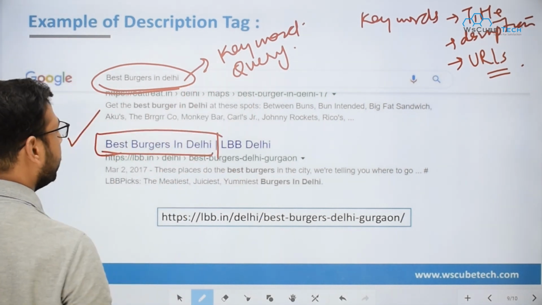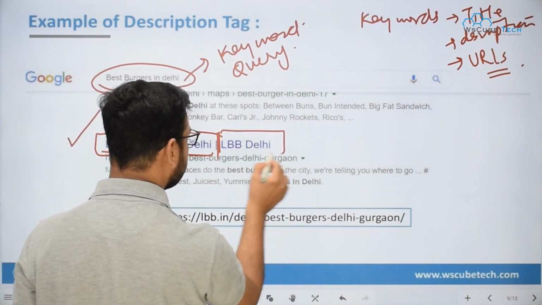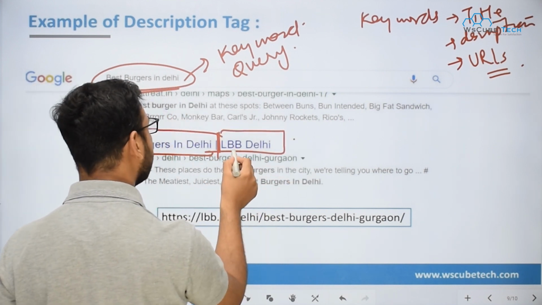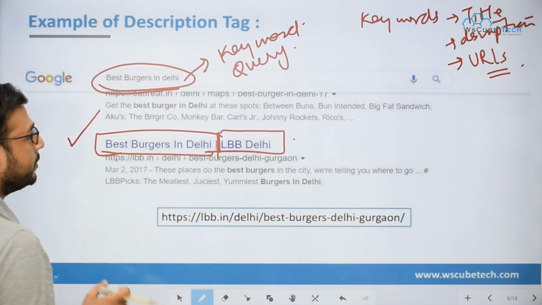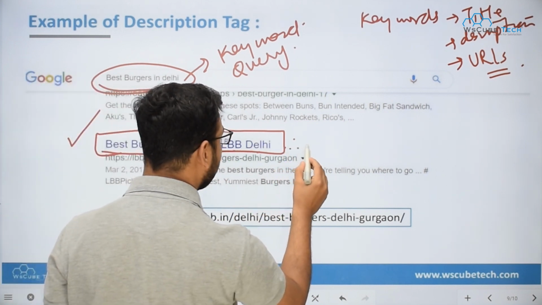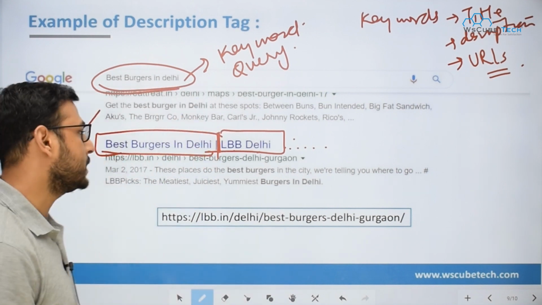So it is present over here. The brand name is also present over here, right? So they are using the brand name. Fine. And the length is also very appropriate. You can see there are no dots. So they are following the basics. They know the basics of SEO.